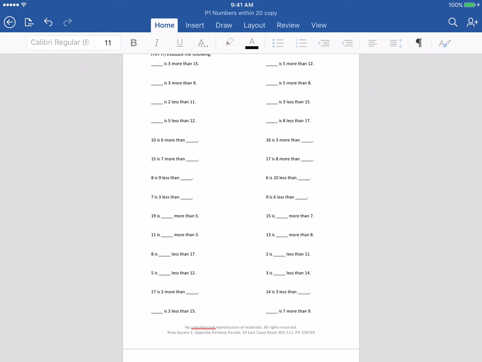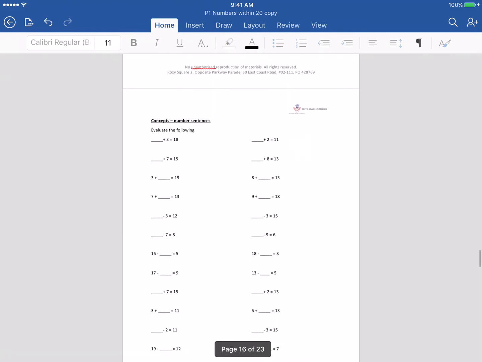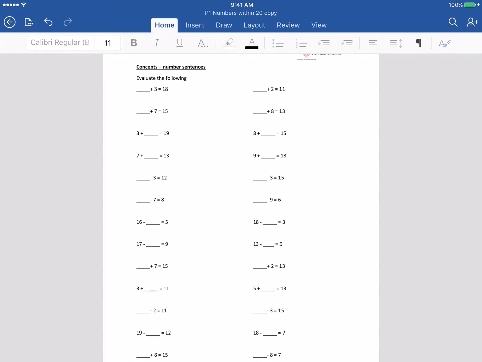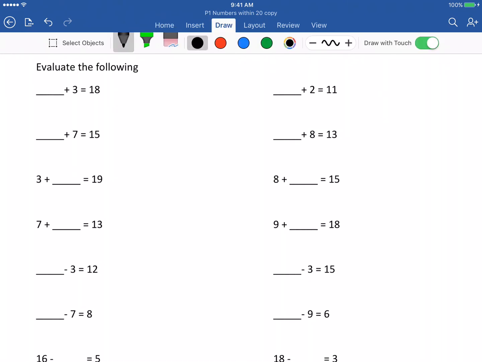Same thing, pause the video, take some time to go through it. Try to work out the answer, put it back in, make sure it makes sense. If it doesn't, it means you're doing it wrongly. Okay? The next one, we'll be doing number sentences again. Let's zoom in.